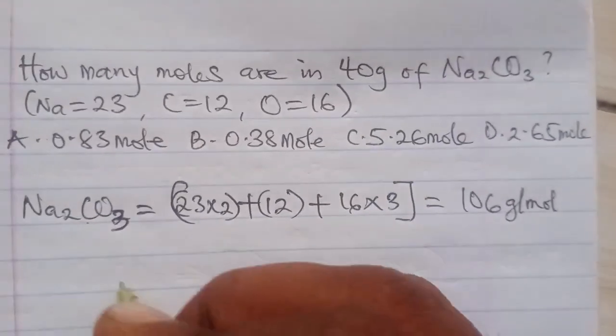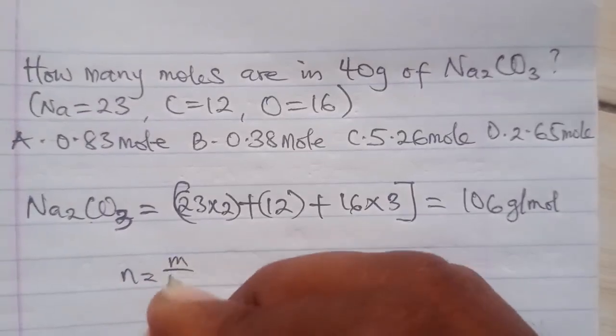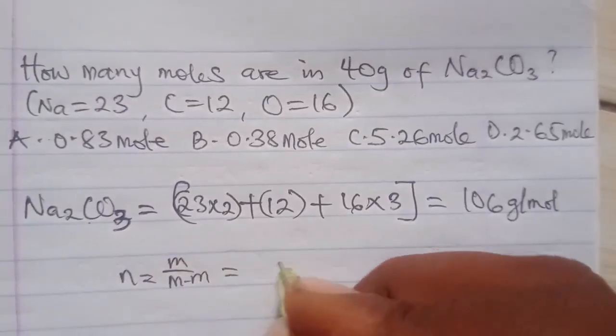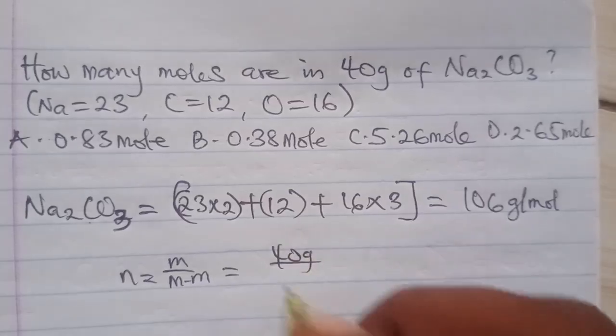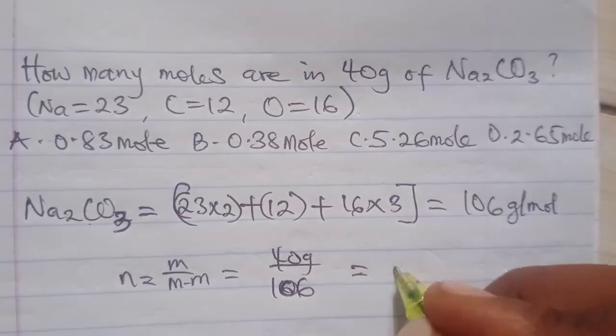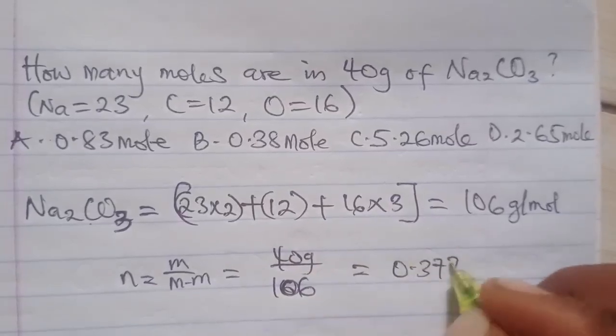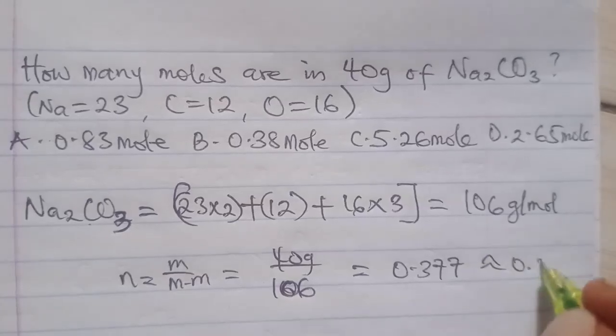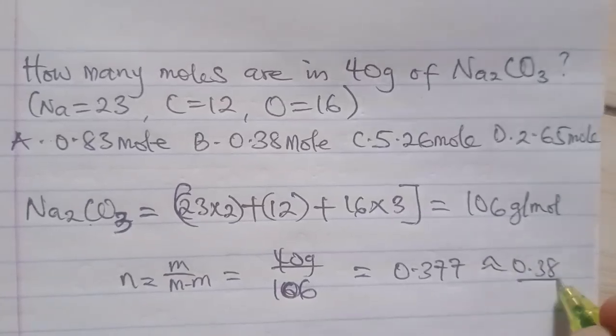Now, number of moles is mass over molar mass, which is 40 grams divided by 106 grams per mole, which will give us 0.377, approximately 0.38 mole.